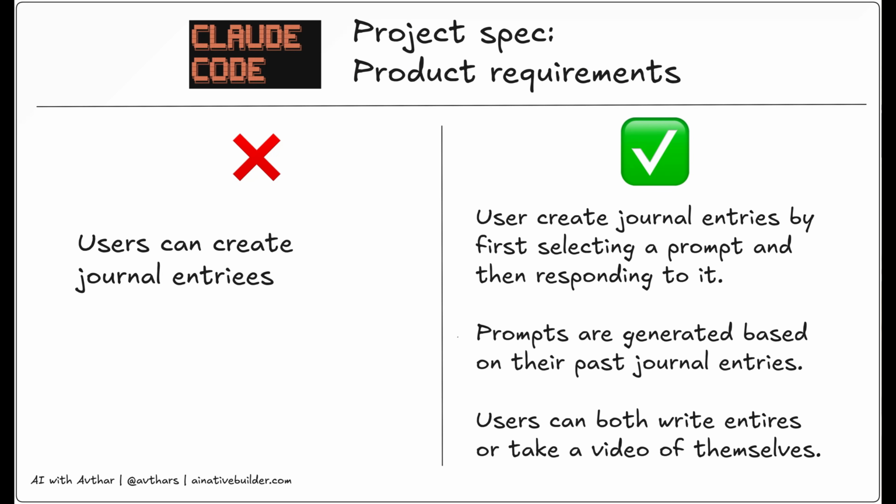For example, if you're building a journaling app, don't just say users can create journal entries. Be specific. What does creating an entry look like? Do they start with a blank page or do they start with prompts? Can they add photos? Can they edit past entries? What does the workflow look like? The more specific you are about the user experience that you want, the better Claude will be at building it. Another key thing to keep in mind for the product requirements is don't try to build everything at once.